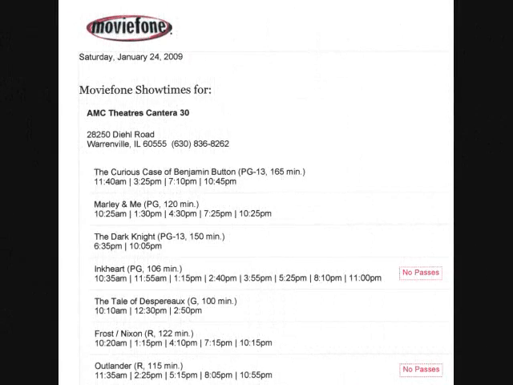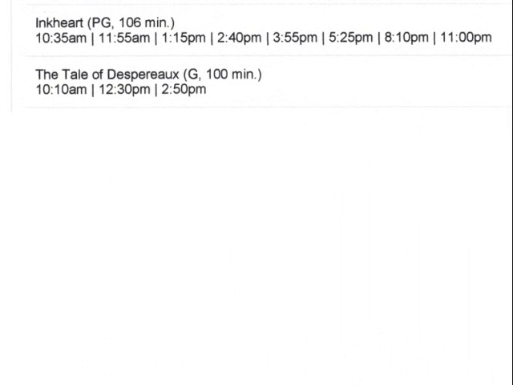Of course, in my world, this is how I schedule my movie-going experiences. I get a listing from Moviefone, and I look at the movies I want to see. Let's say I want to see Inkheart and The Tale of Despereaux. I want to see them both in the same day. I really like movies. So I'm going to see both of those movies today, and I want to know if I can do that. I'm going to need some math.